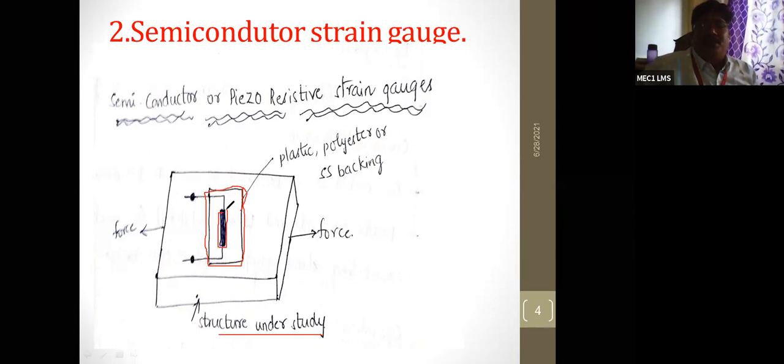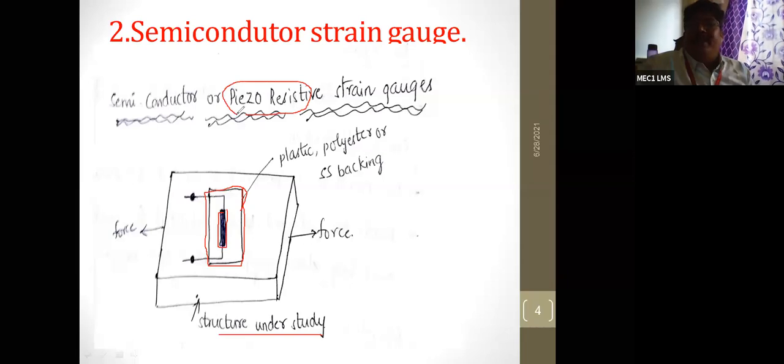Partially conduction takes place. In the previous one, it is fully conduction, but here this semiconductor wire or piezoresistive material is nothing but partially conduction. Partially conduction means, all of you know that. Piezo means, or piezoresistive, it's a material, a magical material.